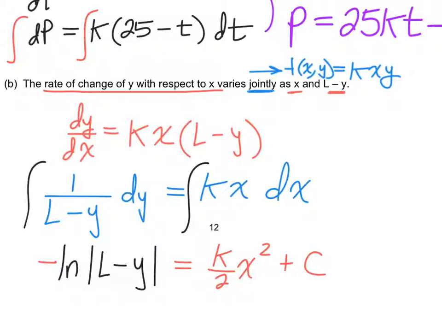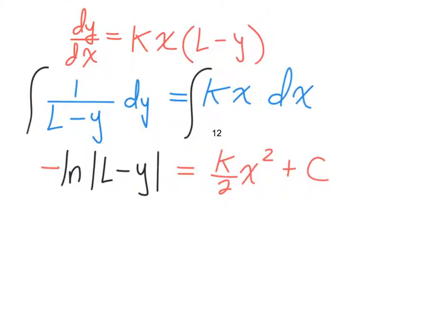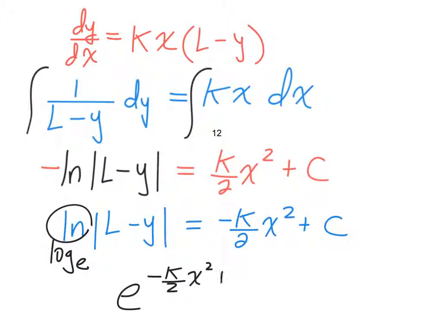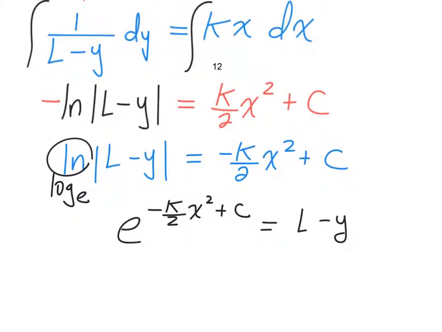I need to isolate y. I'm going to negate both sides of the equation, making this ln of (L minus y) equal to negative k over 2 x squared plus c. Convert into exponential form. Remember, ln is really the same as log base e. So we'd be looking at e to the negative k over 2 x squared plus c equals L minus y. Look at that. You just have to clean it up.